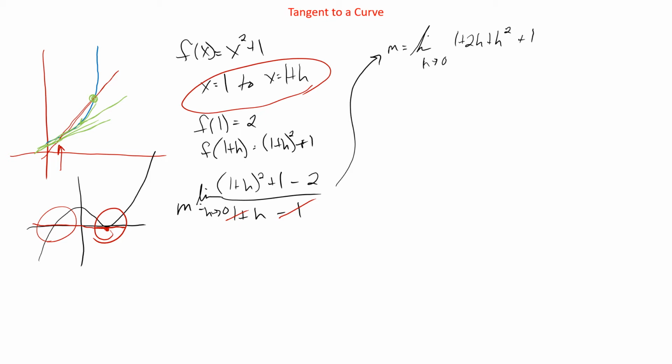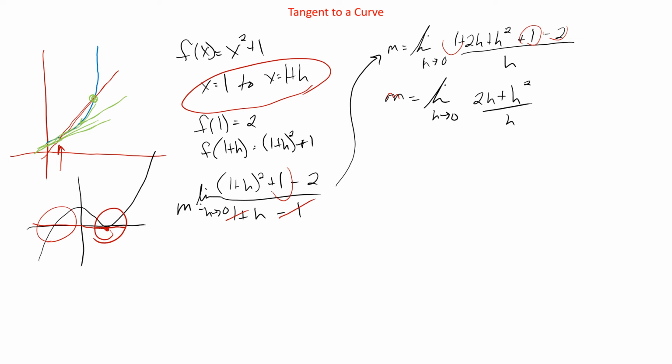That would be that one, and then minus 2 over h. Now we can combine our like terms. What do we have for like terms? We have a 1 plus 1 minus 2. Oh, those cancel themselves out quite nicely. So m is going to be the limit as h goes to 0 of 2h plus h squared over h. Notice all the constants cancel themselves out. That will always happen, especially when you're working with polynomials.